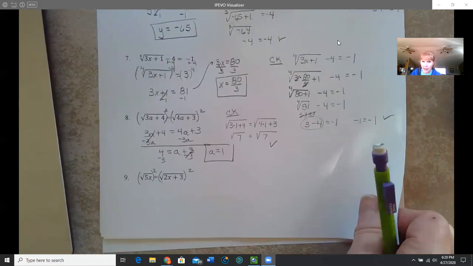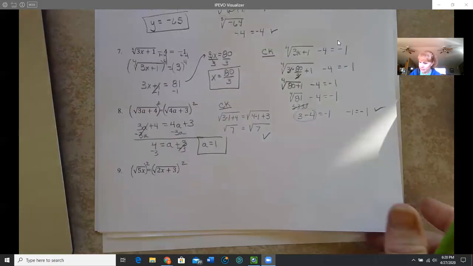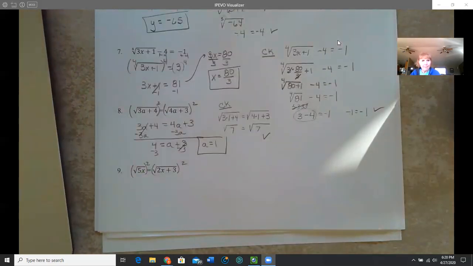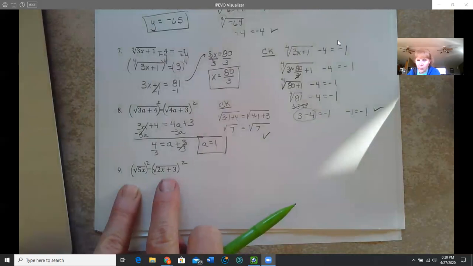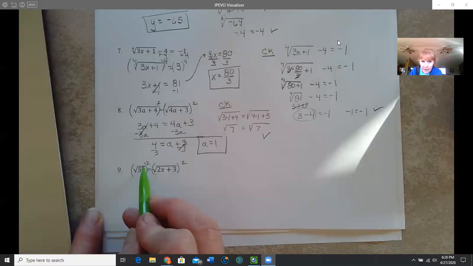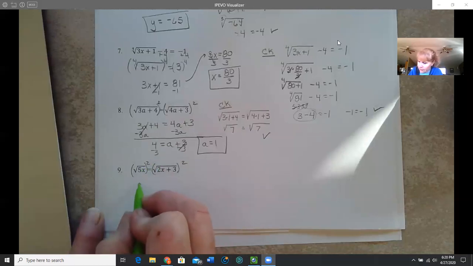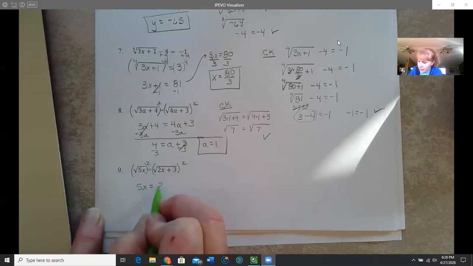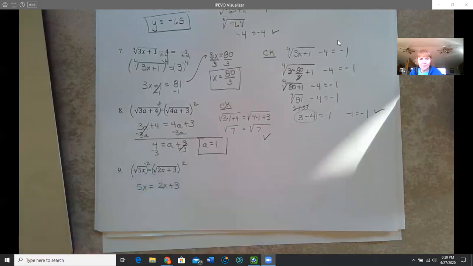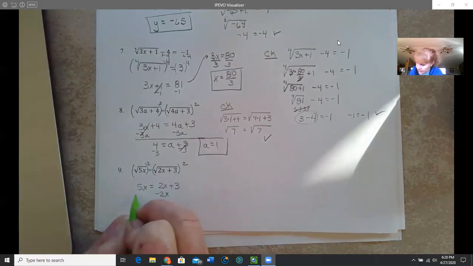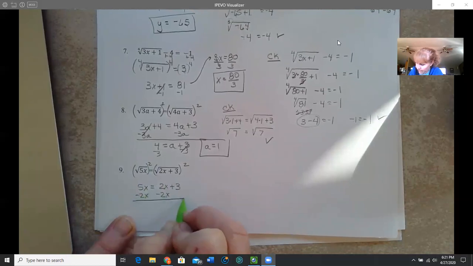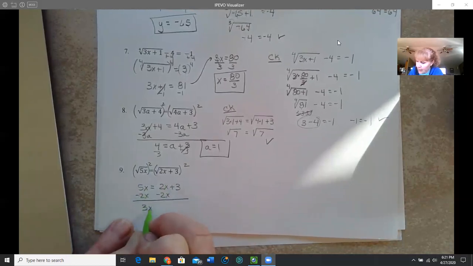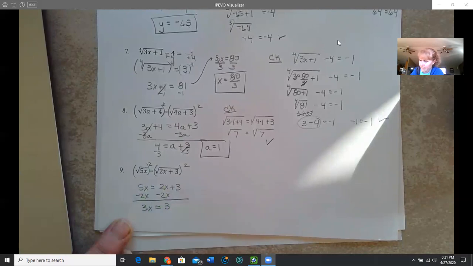But again, if you only have those 2 radicals, just go ahead and isolate them. Put one on one side and one on the other, and then square both sides. When you square the square root, it disappears. You end up with 5x equaling 2x plus 3. So then you subtract 2x, and we end up with 3x equaling 3.